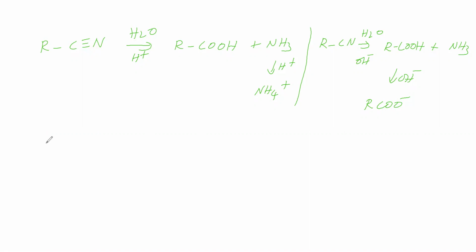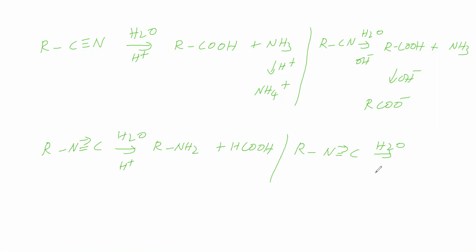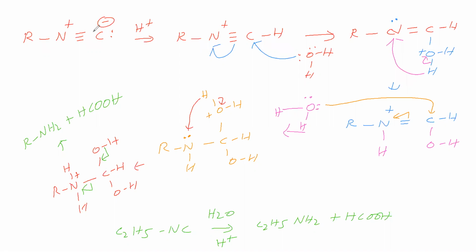Okay, now we will take isocyanide. Isocyanide undergoes hydrolysis in acidic medium to give primary amine and formic acid. Isocyanide undergoes hydrolysis in basic medium. Okay, so what is the product? We'll see. Now we'll see the mechanism. We have taken isocyanide.